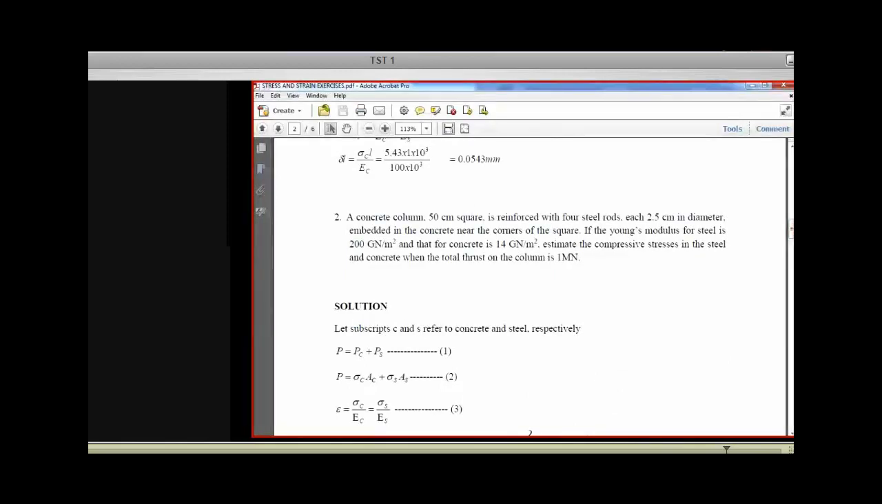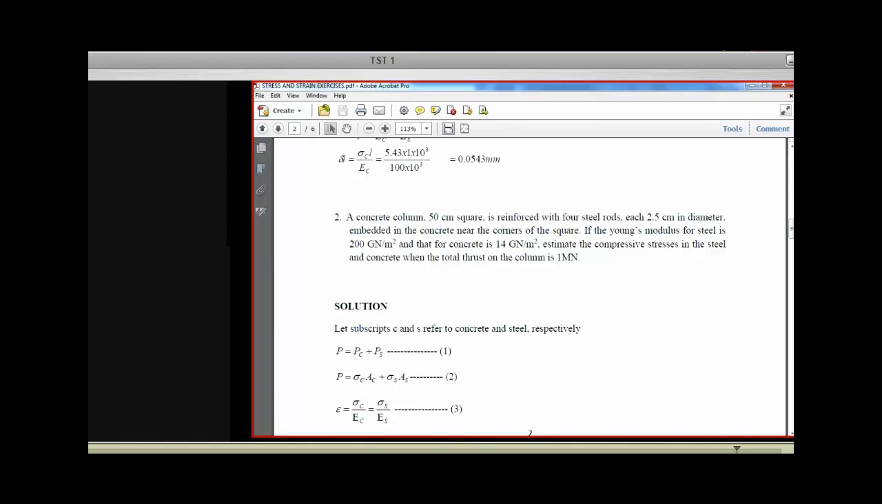If the Young modulus of the steel is this amount, and that of the concrete is this amount, estimate the compressive stresses in the steel and concrete when the total thrust of the column is 1 meganewton. So now we have the diameter of the rod, and we have the dimensions of the column, because the column is a square column. And then we have their Young modulus, and we have the total load.